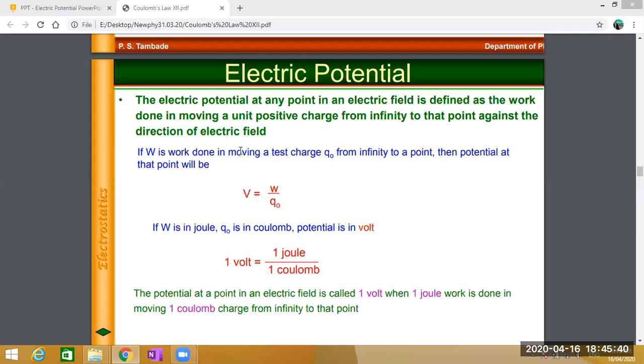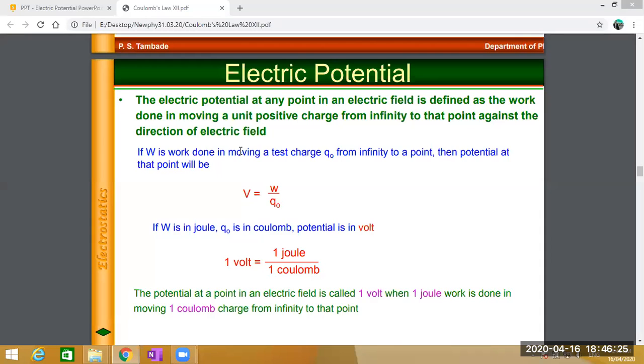So when you take away a positive charge from the surface of the Earth or near the surface of the Earth, you have to do work. Now the question is, up to what distance can we take it away so that Earth's pull becomes zero? If you take it to infinity, then that charged body will not get attracted towards the surface of the Earth due to its negative charge. So we take a reference point at infinity and then we define the amount of work done in moving a unit positive charge from infinity to a certain point.